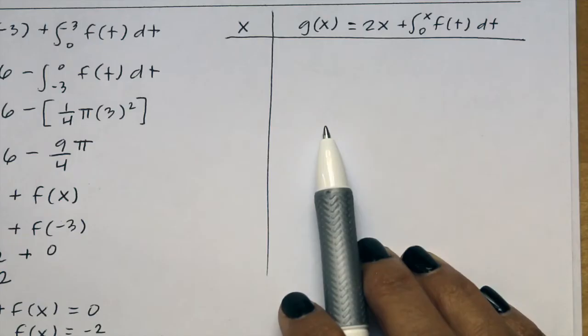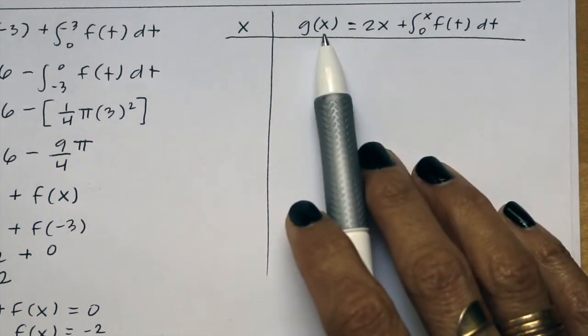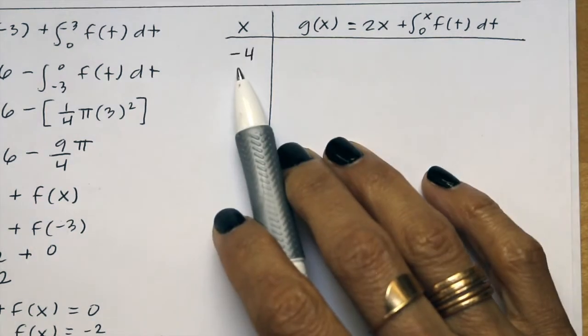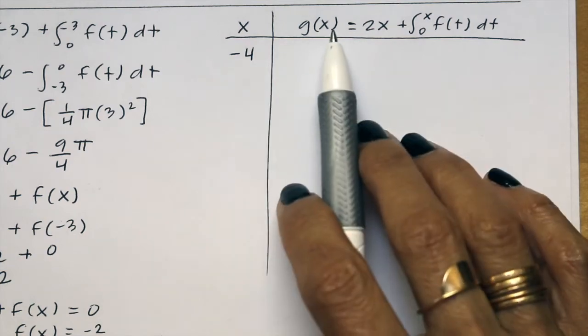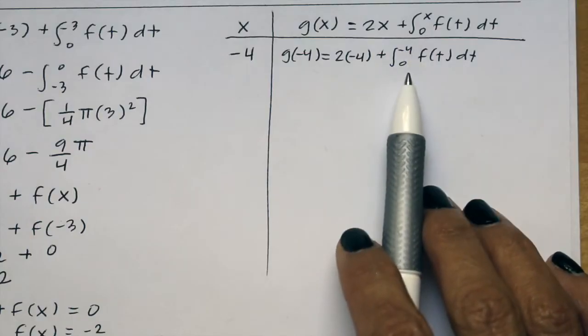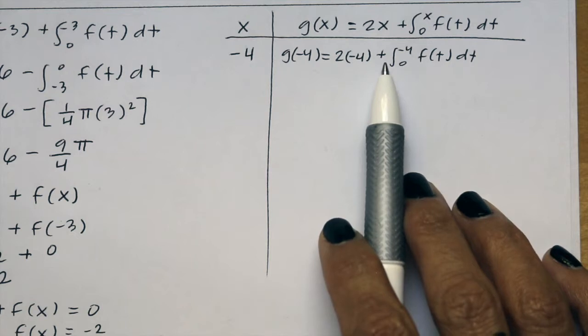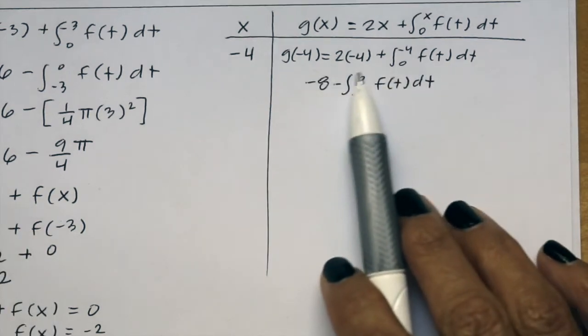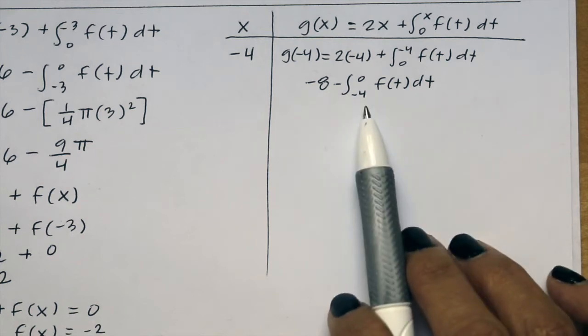We're going to check the candidate and we're going to check the two endpoints. And when we check these values, we're going to plug them into g to figure out which one produces the largest value. Our first endpoint is -4, so we're going to plug in -4 for x. I'm going to flip these to put them in the right order and bring out a negative. So now we have the integral from -4 to 0 of f of t dt. So that's going to be the area under the curve of f from -4 to 0.